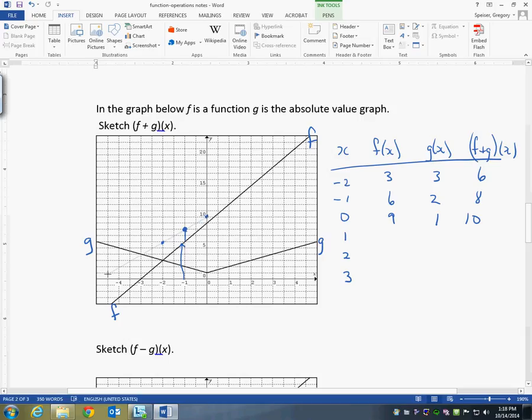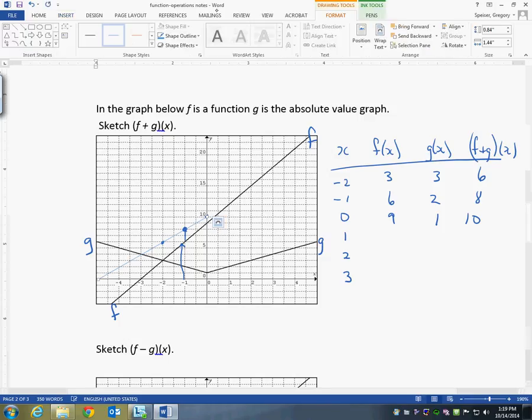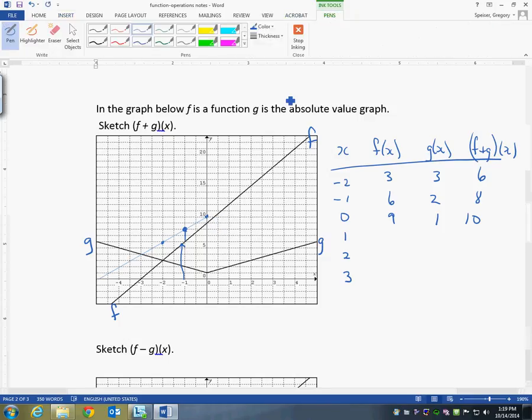That's the pattern, right? But I'm not going to extend it to the right, because did I do okay with that line? Yeah, I think I did. I'm not going to extend it to the right because I'm anticipating the behavior is going to change when I get into the positive here, because g of x has that absolute value shape.